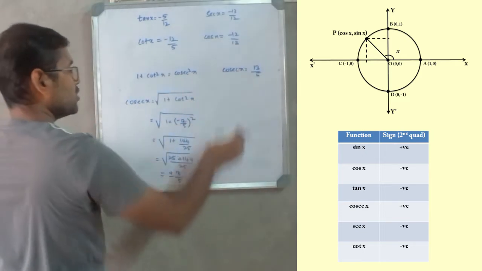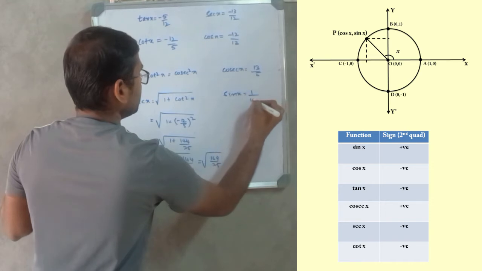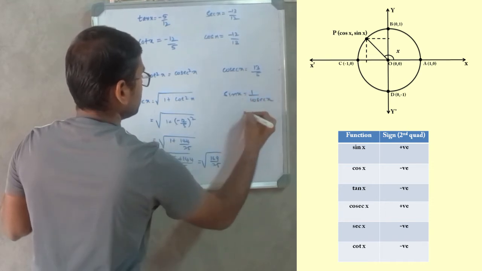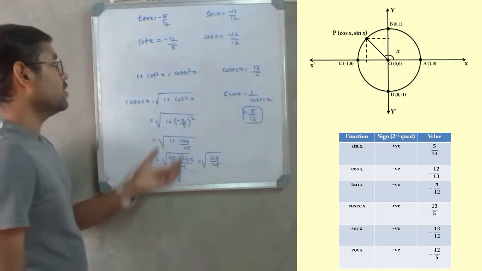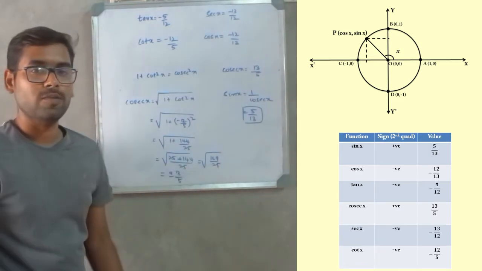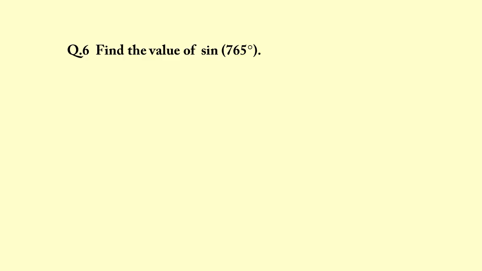Now, if I know the value of cosec x, I can easily find the value of sin x, which is sin x will be 1 by cosec x, which will be 5 by 13. And these are the 6 values of trigonometric functions for the angle x which lies in the second quadrant. Guys, now let us move to the next question, that is question number 6. Find the value of given trigonometric function, which is sin 765 degree.